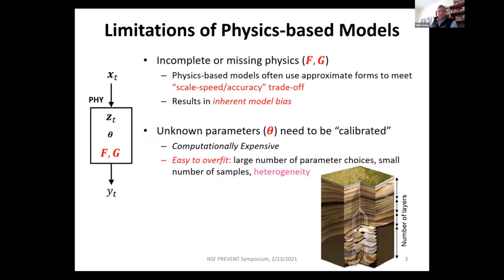And again, these are because of the scale, speed, accuracy trade-off, because you cannot model everything. Even if you wanted to model everything, and even if computation was not an issue, you won't be able to find the data to drive it. So that means you're always making some approximations, for better or worse. And as a result, you have inherent biases that can result in your predictions.